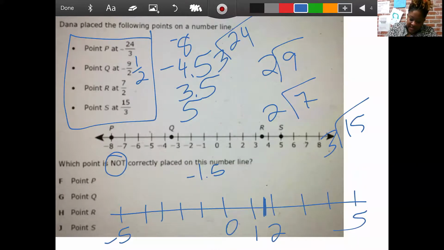And I know it's going to be between 1 and 2, but it's negative. And that's the easiest way to remember how to plot your negative points, because it can be a little confusing, okay?